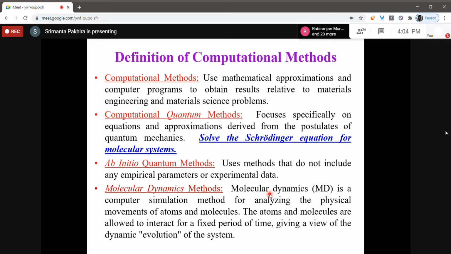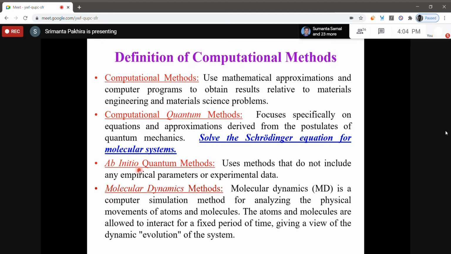And then we go to the ab initio quantum methods. Those who are not familiar with the subject may not know this term, as it has a different meaning. When I teach ab initio methods, it will come up. These use methods that don't include any semi-empirical parameter, experimental data, experimental observation, or any extra parameter in the particular method. This is actually a pure method.